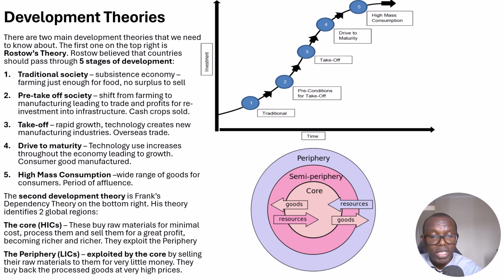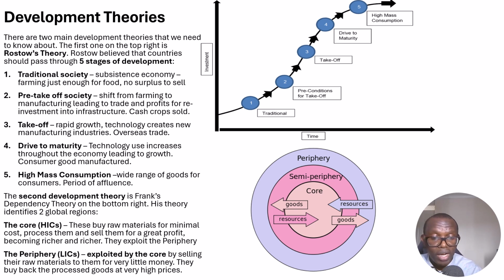Then we have stage 4, which is the drive to maturity. Technology use during this stage continues to go up, and that continues to drive the economy even further, and consumer goods continue to be manufactured, and the sale of them obviously continues to generate a lot of wealth for that particular country.